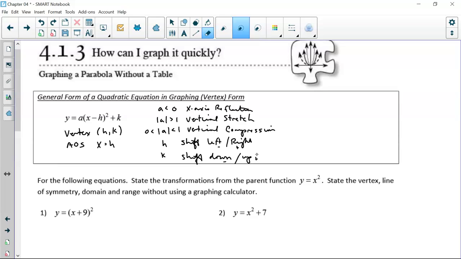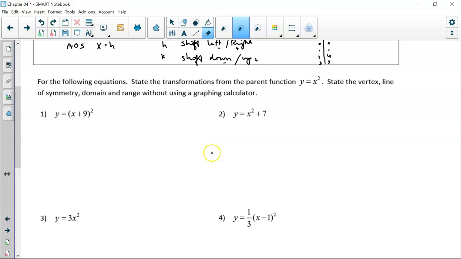All right, so looking at this, we're looking at the parent function y equals x squared. Oh, and keep in mind, for y equals x squared, our anchor points, we use these for all of our quadratics: (-3, 9), (-2, 4), (-1, 1), (0, 0), (1, 1), (2, 4), (3, 9). Those are the anchor points we use each time. All right, so for the following, we're going to state the transformations from the parent function and the vertex, line of symmetry, domain, and range, all without using our calculators.